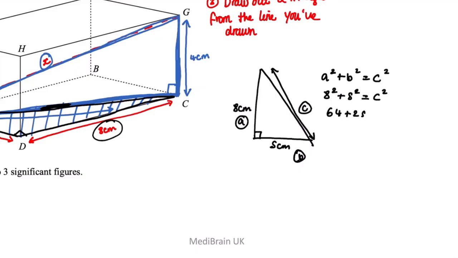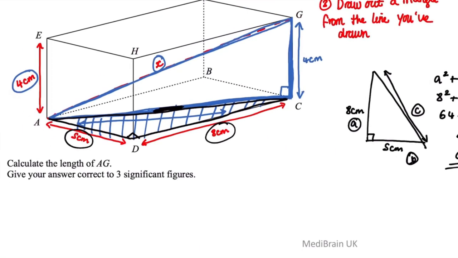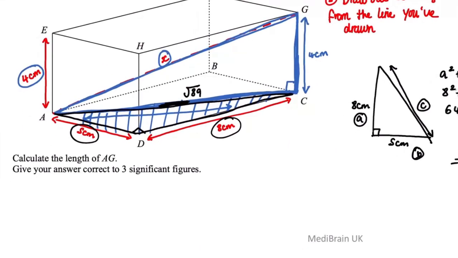64 plus 25 equals c squared. And then 64 plus 25 gives you 89. So 89 is equal to c squared, but we want to work out just c, so we're going to square root the other side. So c is equal to the square root of 89. So this length over here is root 89. Now we know that length, we can work out what x is over here.